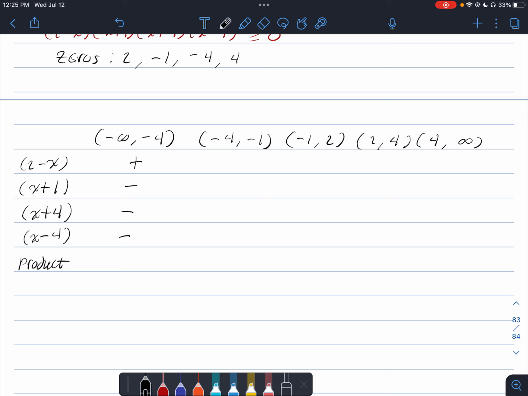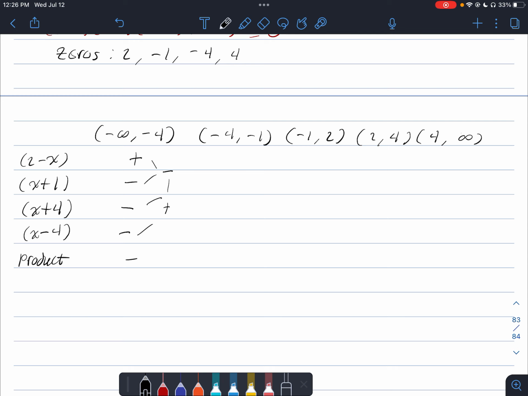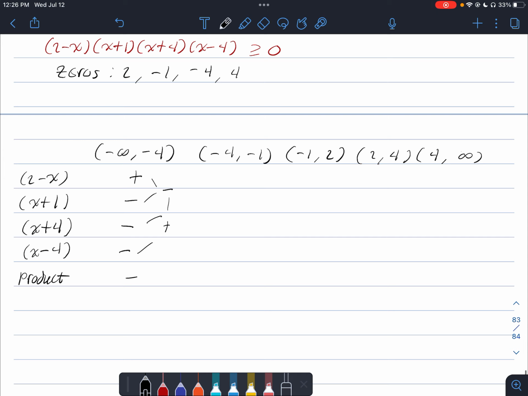So here we have a positive number times a negative number. That'll give us a negative number. So then we have a negative number times a negative number. That'll give us a positive number. And then we have negative times positive again. That'll give us a negative number. Okay, so the product will be negative. So on the interval from negative infinity to negative 4, that is going to be negative, and we want this to be greater than or equal to 0, so we are going to get rid of that interval.